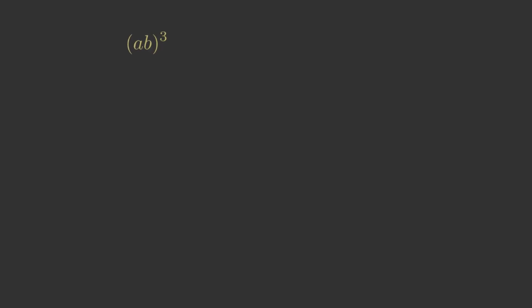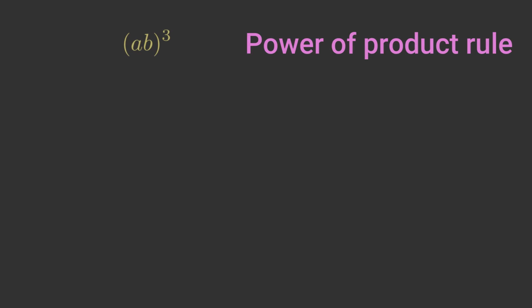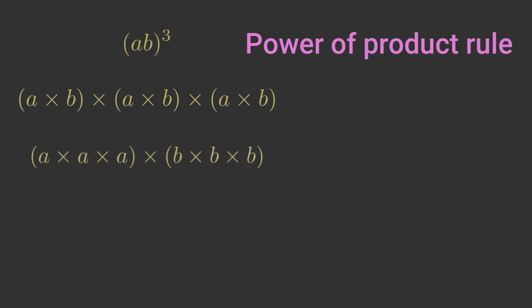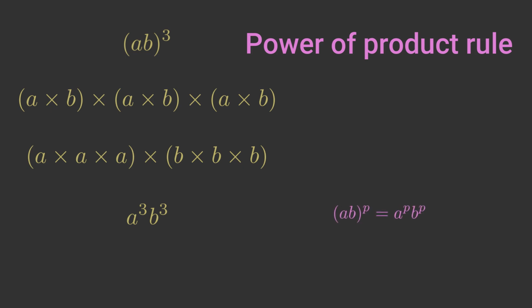Here we have a times b all cubed. This is an example of the product power rule. Expanding this gives us a times b multiplied together 3 times. Gathering the terms together, this is equal to a times a times a multiplied by b times b times b, which is a cubed times b cubed. In general, a times b all to the power p is equal to a to the p times b to the p.